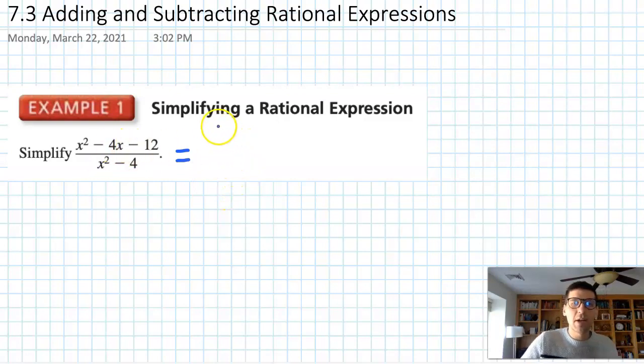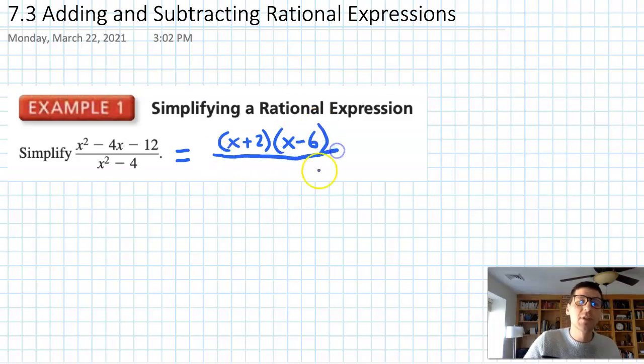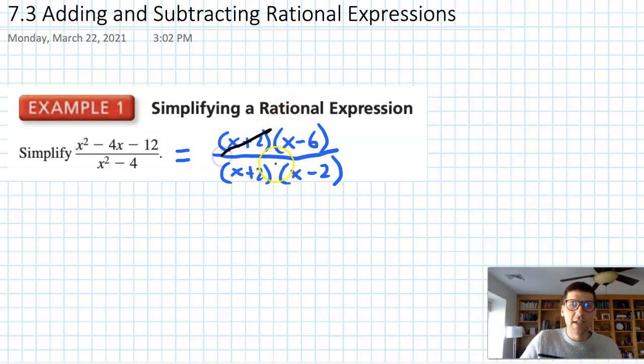So, if I look at my numerator, I notice it's factorable: x minus 6 times x plus 2 is the factored form, because those multiply to negative 12 and add to negative 4. And the denominator is a difference of squares, so this could be x plus 2 times x minus 2, because those multiply to negative 4 and add to 0. Well, what I can now see is that I have factors that can cancel.